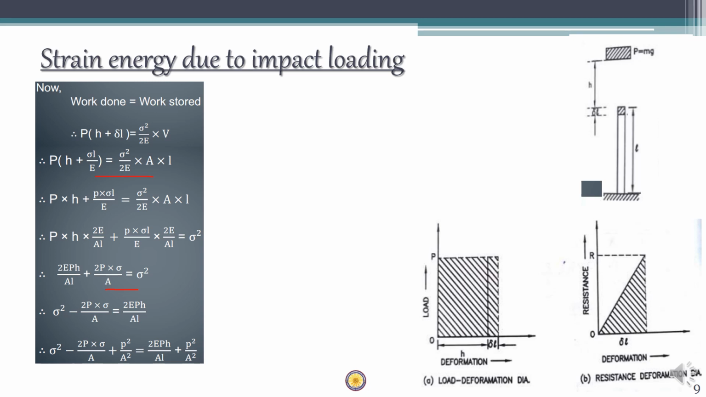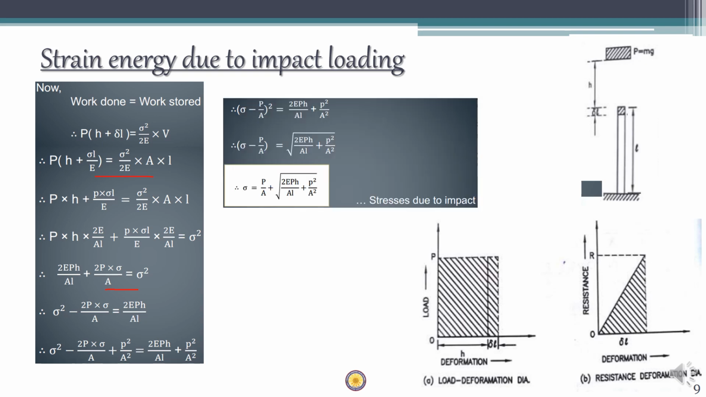You can also use the quadratic equation method. Because this is sigma square, A is equal to 1. This is sigma, which means B is equal to minus 2P by A, and this is C, a constant, which means C is equal to minus 2EPH by AL. Using that we can solve and find the value of sigma. So we get sigma is equal to P by A plus or minus the square root of 2PHE divided by AL plus P square by A square.